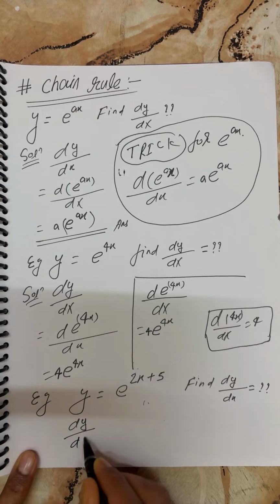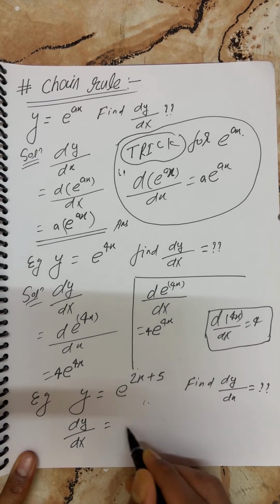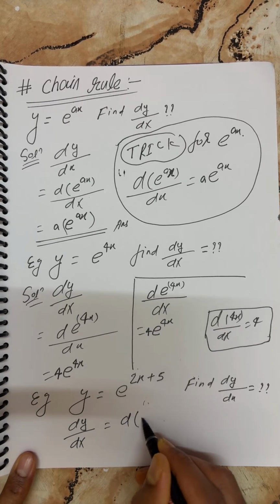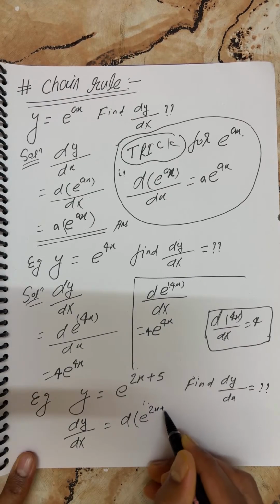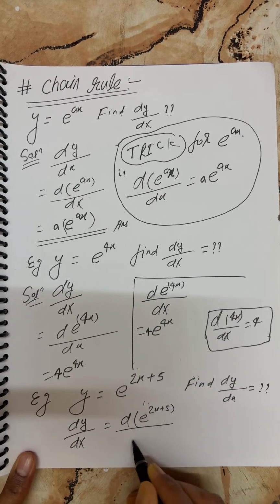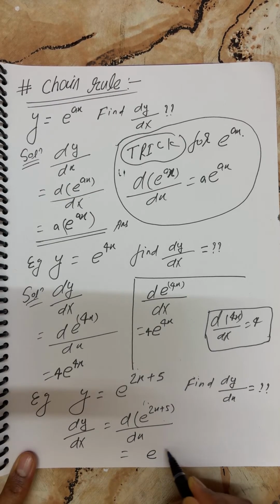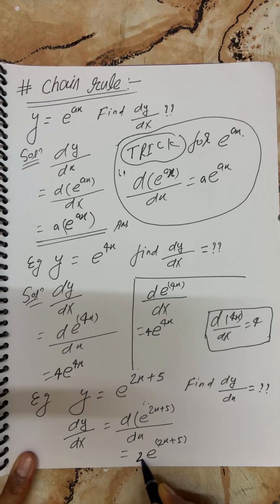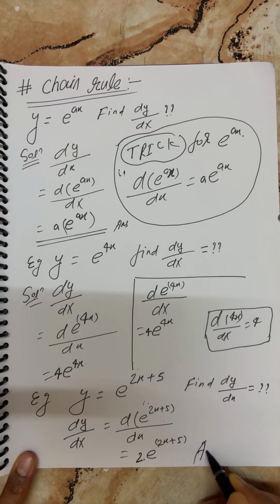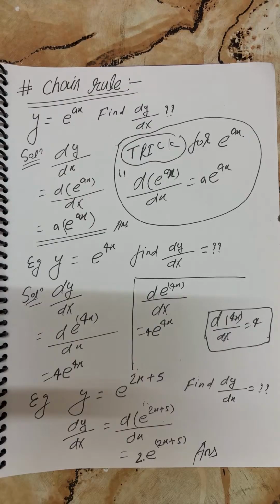This is d by dx of what? y is e to the power 2x plus 5, upon dx. As I said, the exponential will come as it is. So you can write e to the power 2x plus 5 and multiply by the coefficient of x. Finished. So this is my answer to the question.